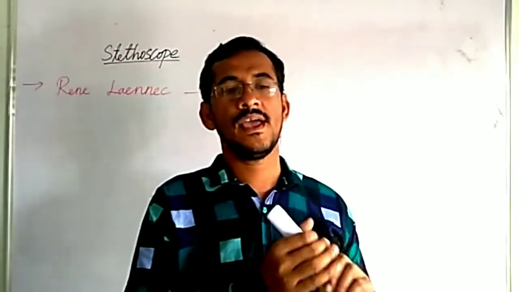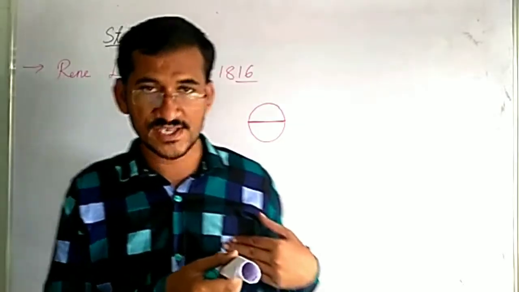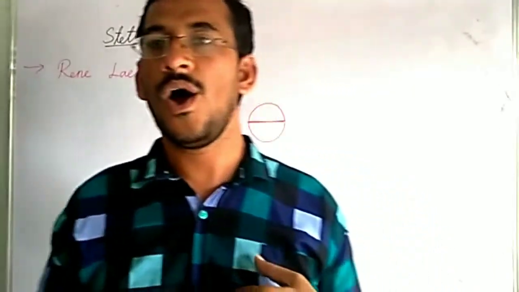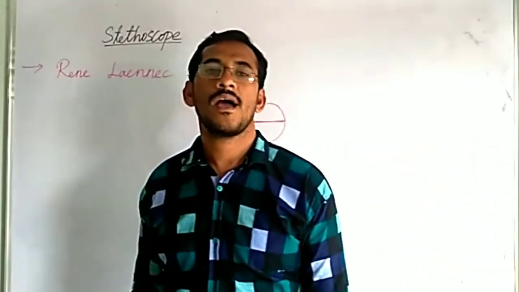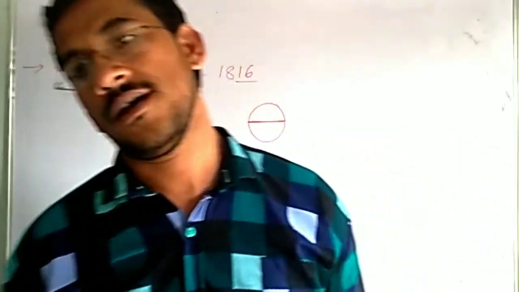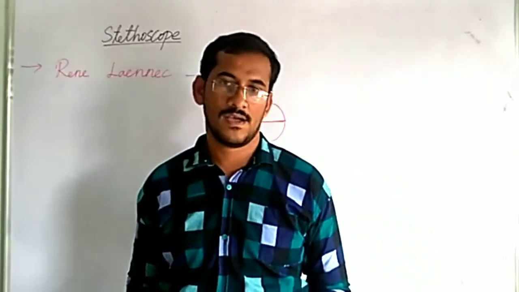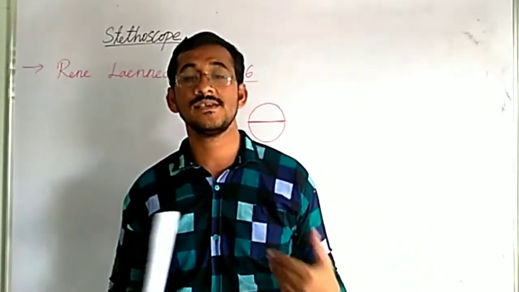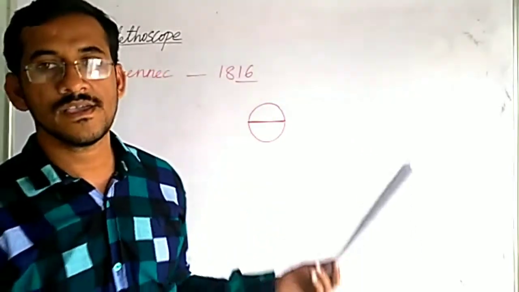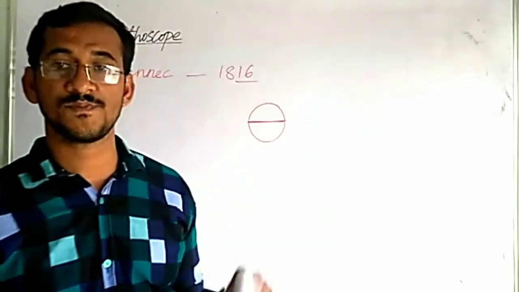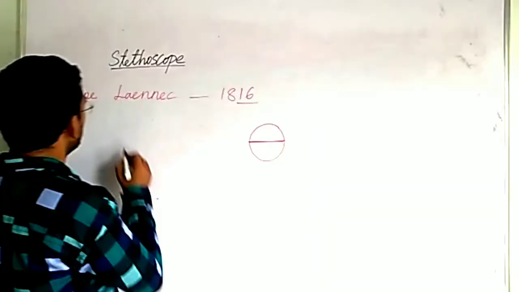Take the tube and keep it on your friend's chest region where the heart is located. On the chest region you keep it and observe the heartbeat. You can listen to the heartbeats. So this is the activity, the experiment conducted by René Laennec.